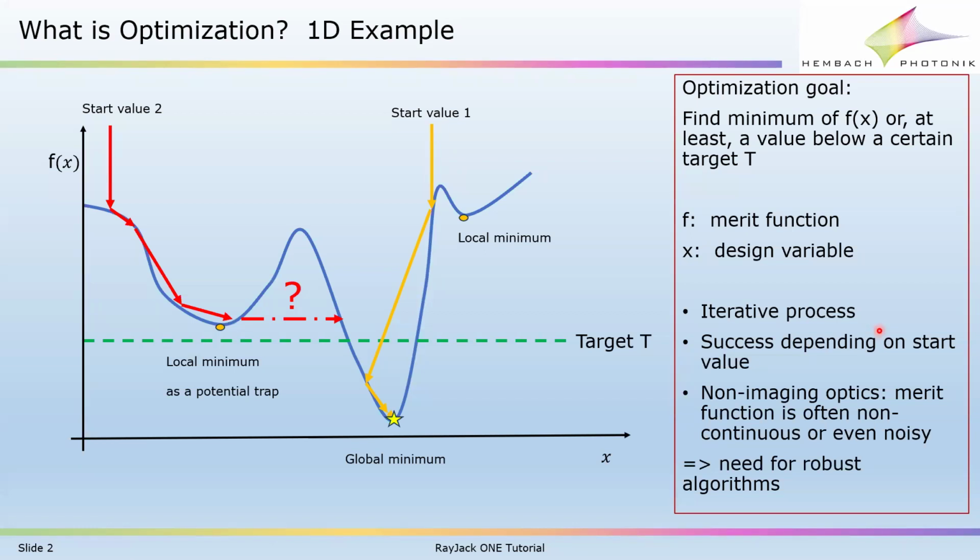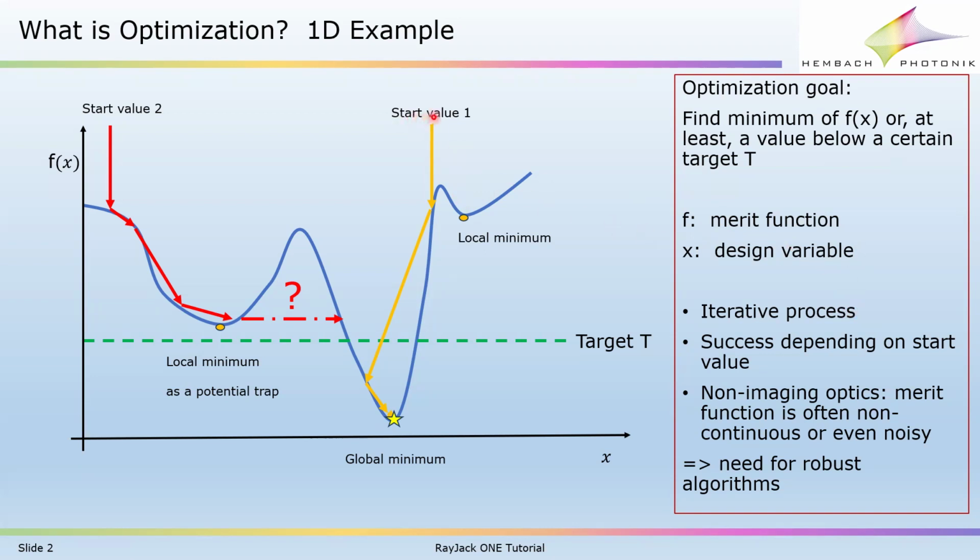What is optimization? The goal of optimization is to find the minimum of a function f of x, or at least a sufficiently good value below a certain target t. F is called the merit function, and x is the design variable. In practice, one typically has not just one, but several or even lots of design variables. And we use an iterative process to find the minimum. The success depends on the start value.